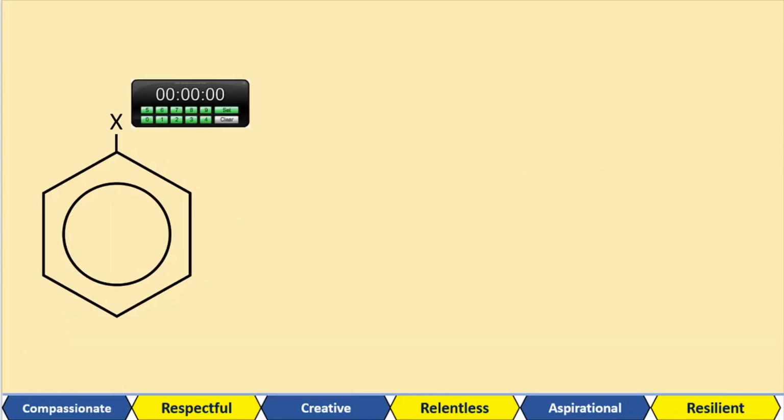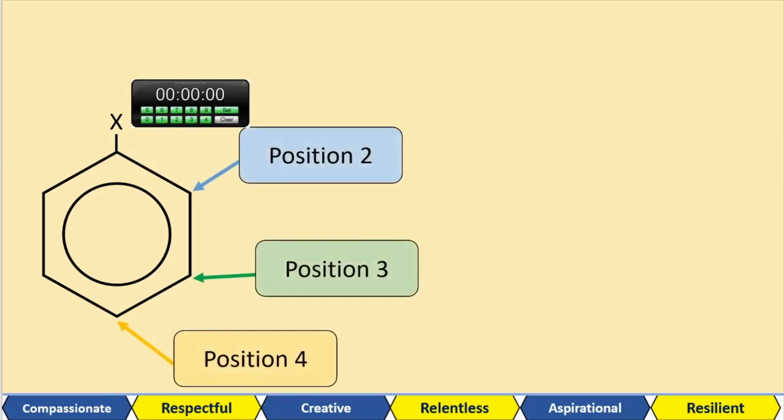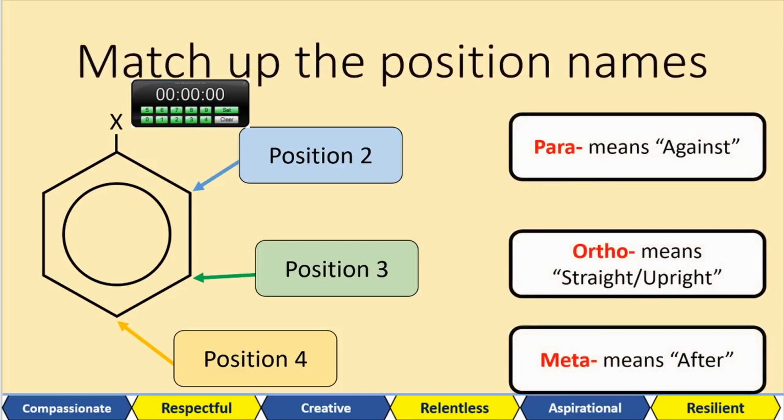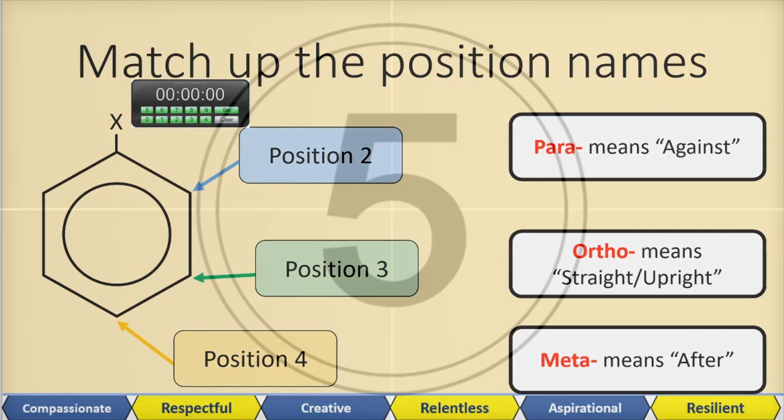Alright now, so I've got the 1 position being highlighted by this X group over here. And we've got positions 1, which is the X, position 2, position 3, and position 4. We have special names for these positions. And I've got the meaning of those names here. We've got para, which means against. We've got ortho, which means straight or upright. So you're standing upright. And we've got meta, which means after. Have a think and guess. What should we match up to the 2nd position, the 3rd position, and the 4th position based on the meaning of these names?